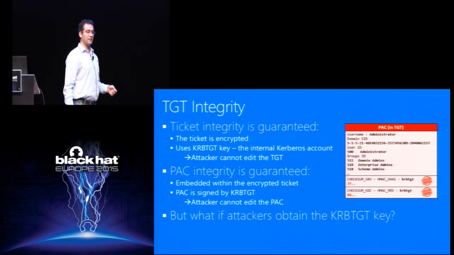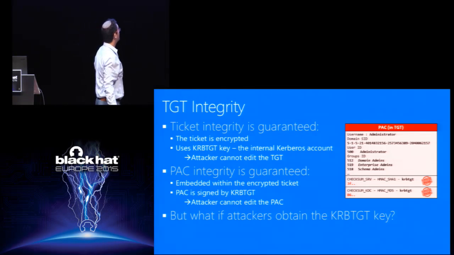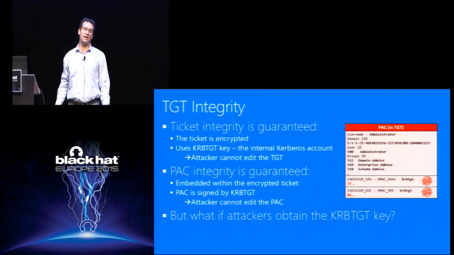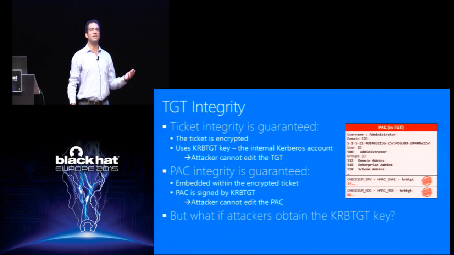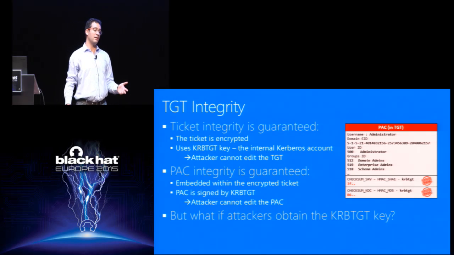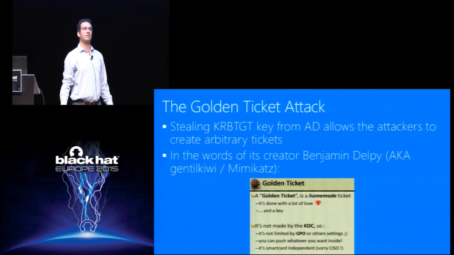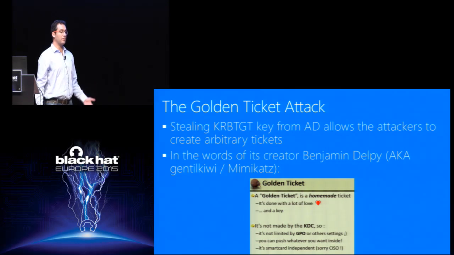It's also being signed twice by the Kerb TGT. As you can see in the bottom of the PAC illustration, there are two signatures of the server on it, again using the Kerb TGT key. As we can see, the Kerb TGT key here is a single point of failure. Everything depends on it. So if the attackers are able to obtain the Kerb TGT key, then they can create the famous or the notorious golden ticket attack, which means if they steal the Kerb TGT key from Active Directory, they can create arbitrary tickets.